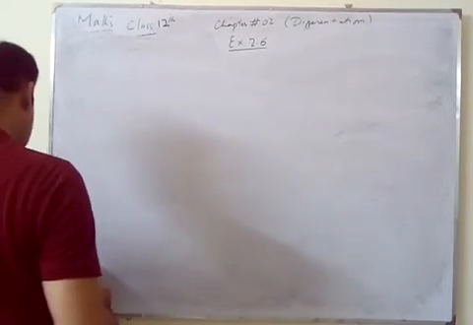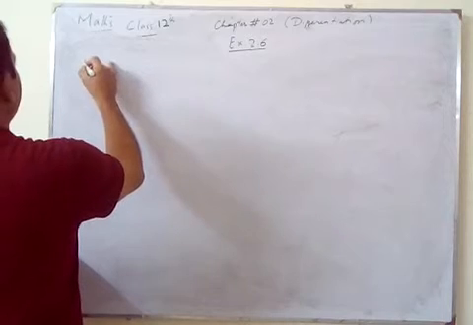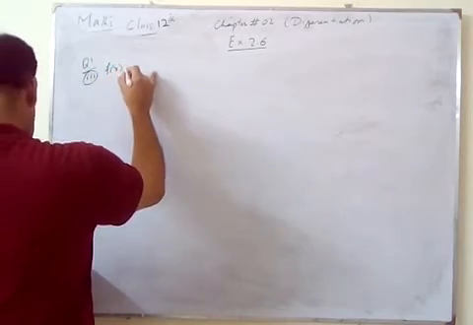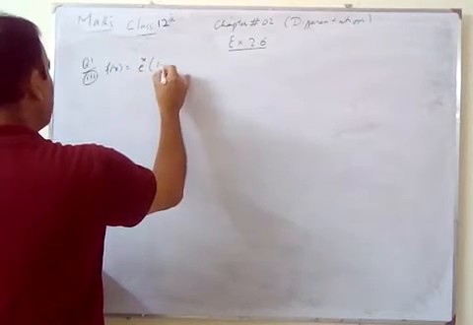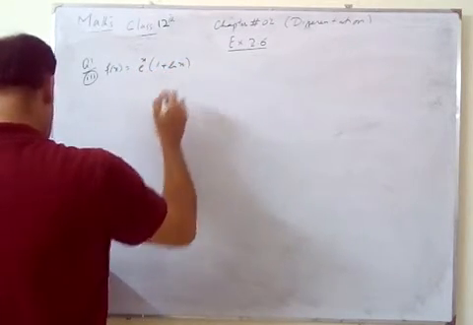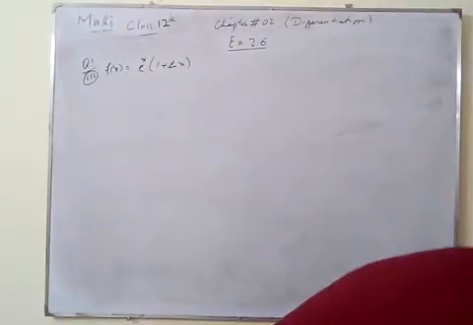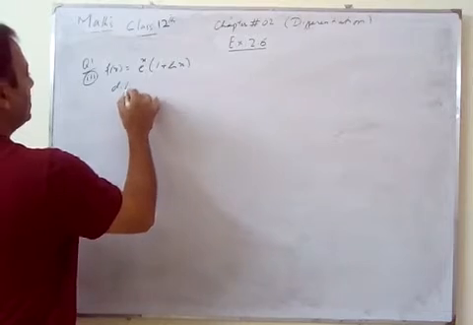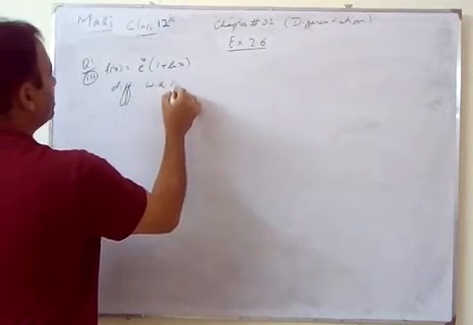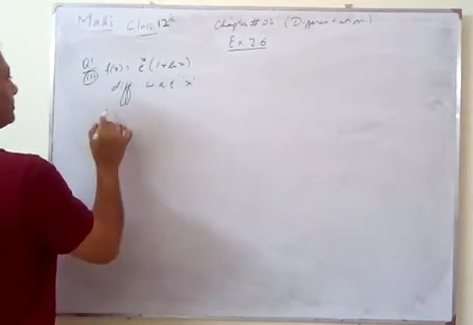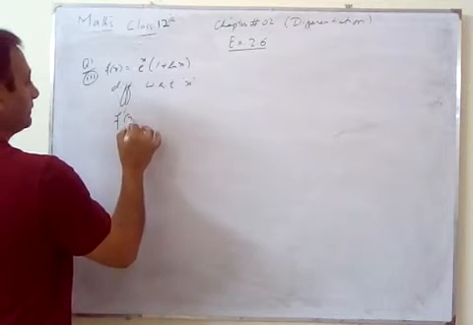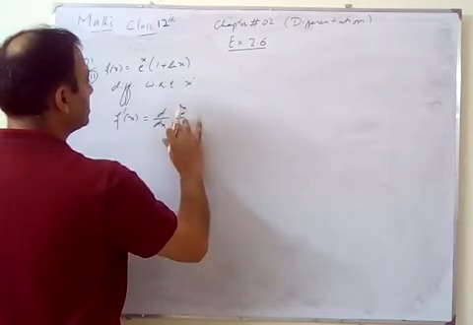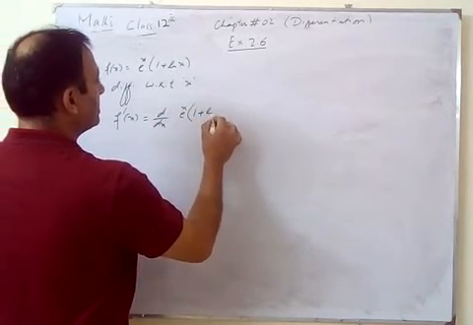I'll solve the third part. f(x) is equal to e^x (1 + log x). So here, differentiate with respect to x: f'(x) is the derivative of e^x into (1 + log x).